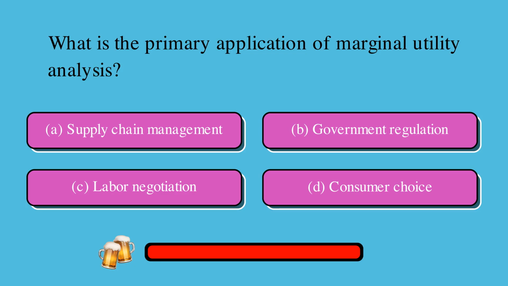What is the primary application of marginal utility analysis? Is it A, supply chain management, B, government regulation, C, labor negotiation, or D, consumer choice? The correct answer is D, consumer choice.